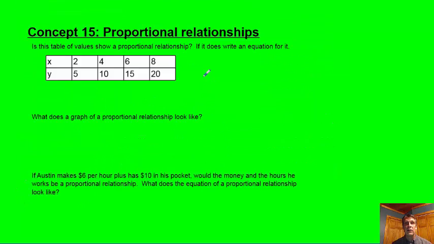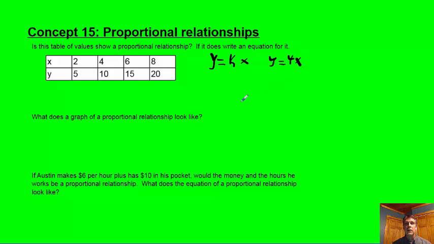15, we looked at proportional relationships. I want you to find out, is this table of values a proportional relationship? If it is, then let's write the equation. What you want to write down when you think of proportional is this: I'm going to have some constant, we're going to put k, times x. So this is a proportional equation. Or if you want to put a number in, it's going to be like 4x.